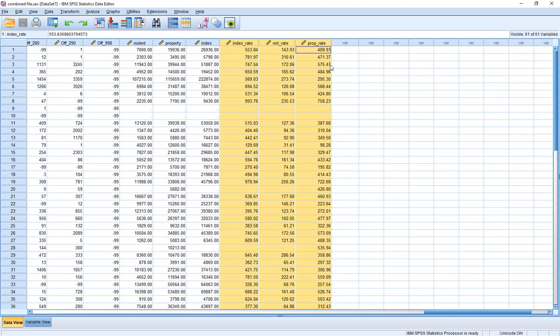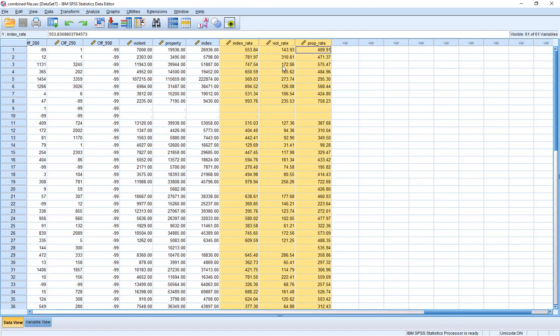We know that using or comparing count data is not going to be the most appropriate way for us to work on it. So what I've done instead, as you can see, is create violent and property counts and then an index count. That's all of our Part 1 Uniform Crime Report data. And then I've also created over here on the right, highlighted in yellow, rates per 100,000 in the population.